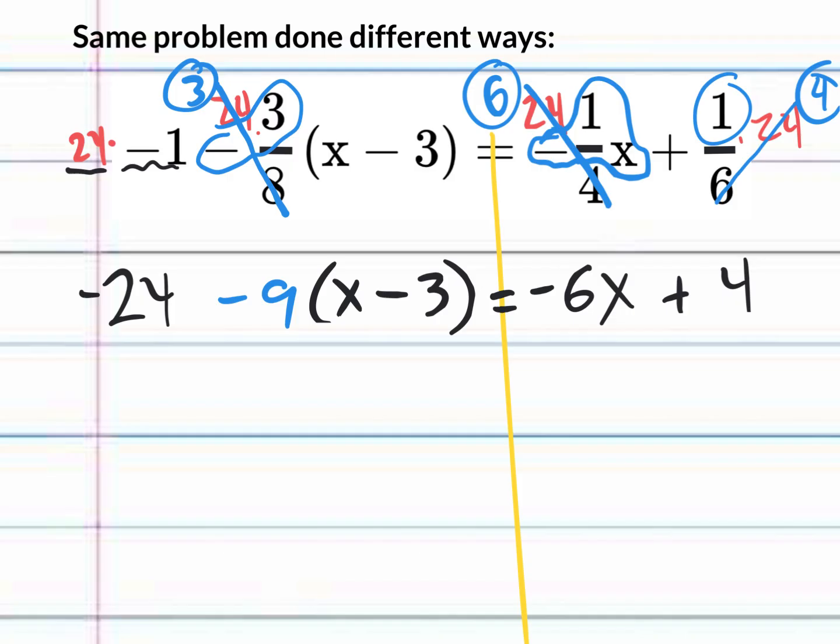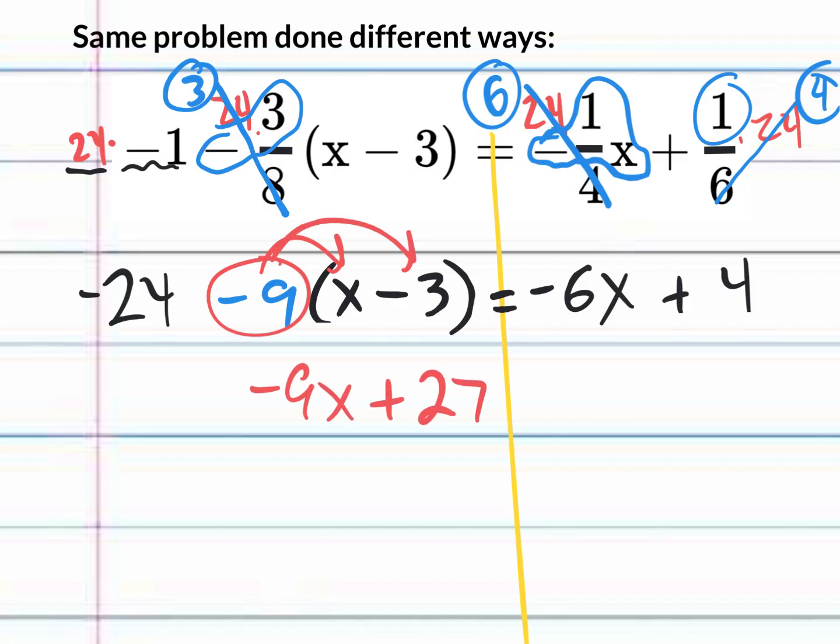And now we could worry about simplifying each side and getting x by itself on one side. So the right side, there is no distributive property. You can't combine like terms because they're not alike. On the left side, you could distribute the negative 9, and that's what you should start with. Negative 9 times x is negative 9x. Negative 9 times negative 3 is positive 27. And then you could bring down that minus 24.